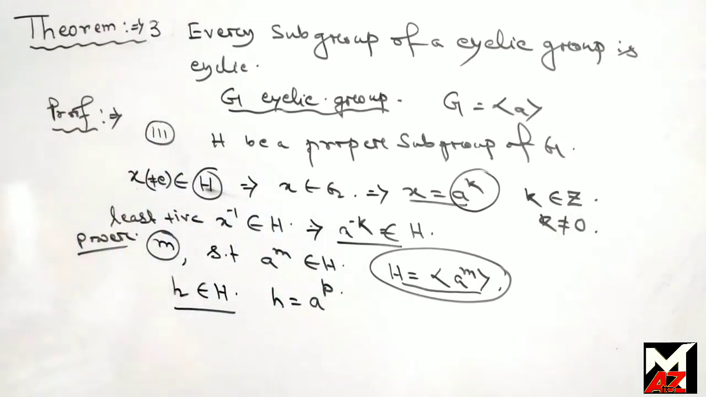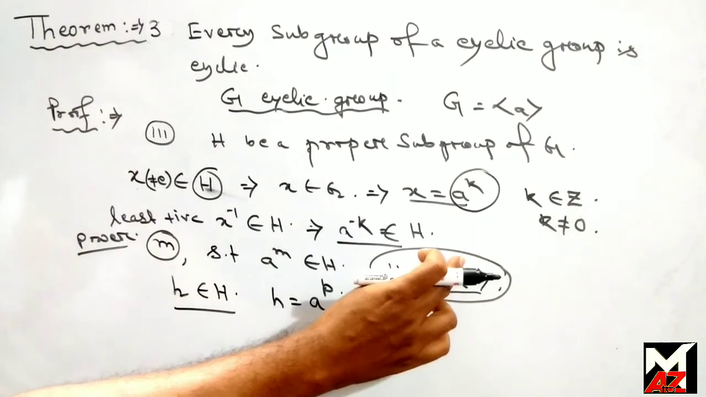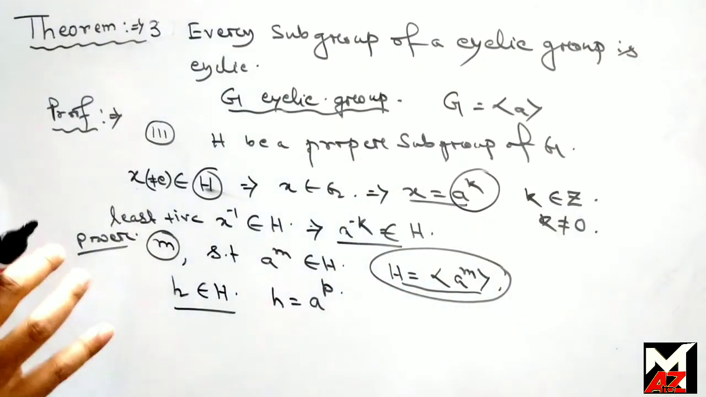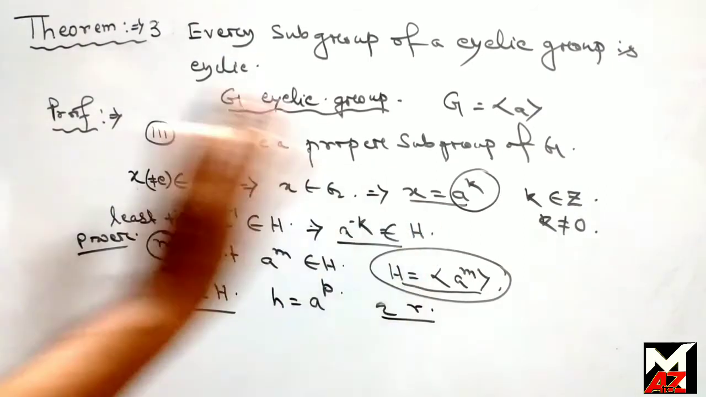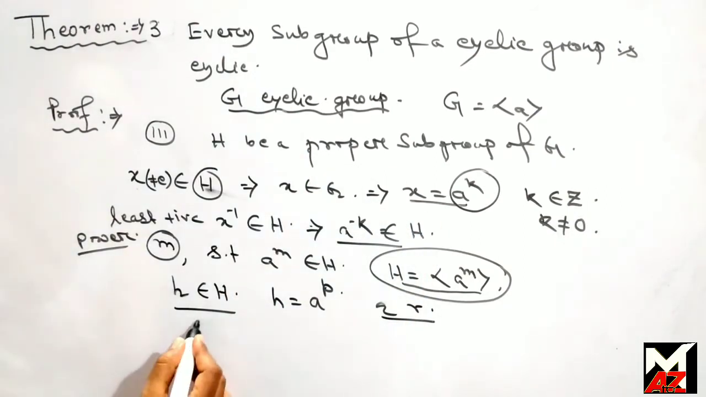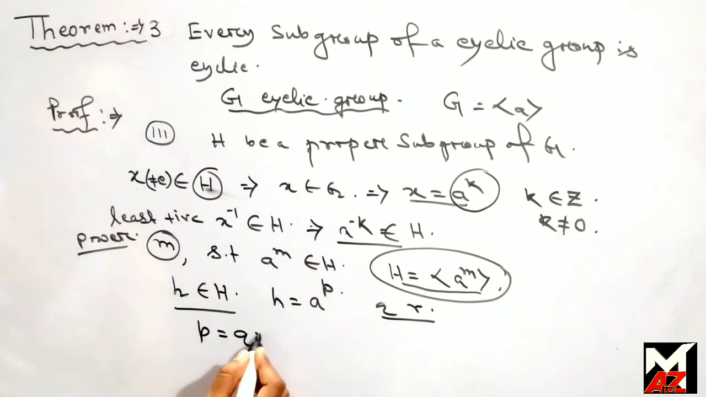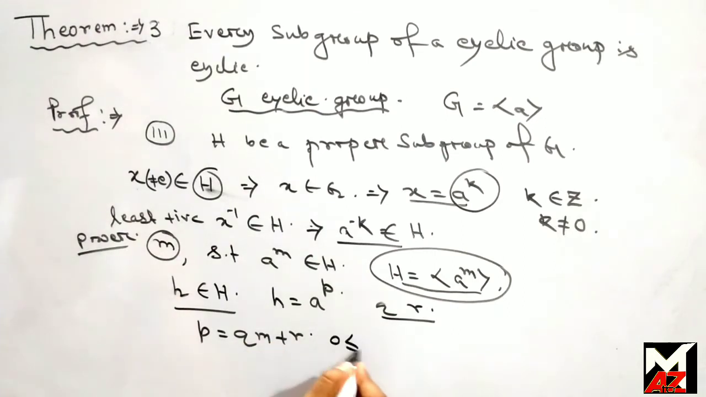Now by the division algorithm we say that P can be divided by M, but some remainder remains. Let Q be the quotient and R be the remainder when we divide P by M. So we can write P is equal to QM plus R, where 0 is less than or equal to R, and R is less than M, because the remainder is less than M.